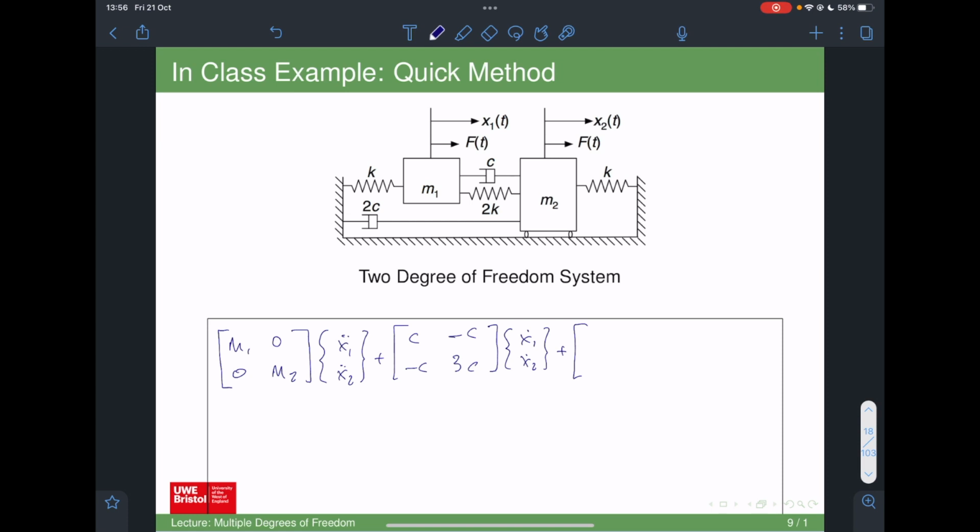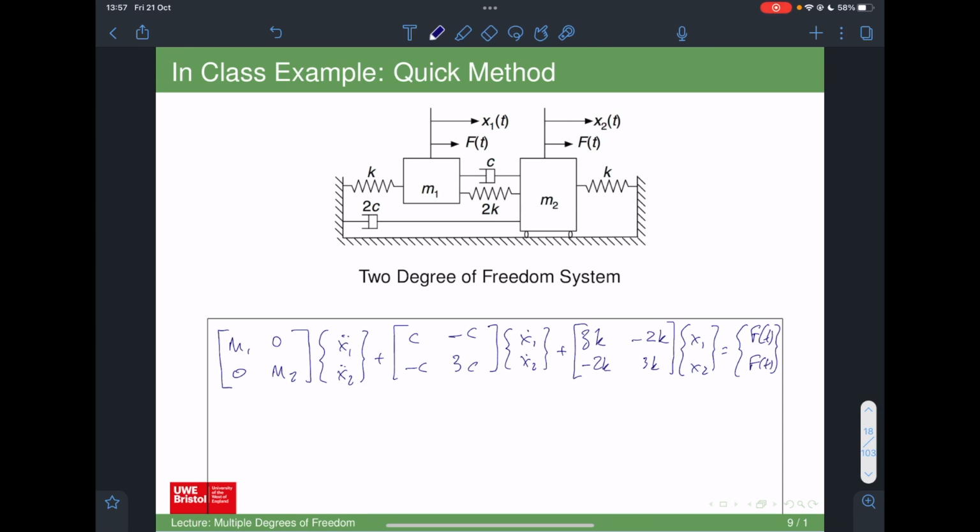Connected to mass 1, we've got K and 2K, so that's 3K in total on the diagonal. Off the diagonal we've got minus 2K. And on the diagonal for the second mass, again we've got 3K. And that's multiplied by the displacements, x1 and x2. And then we've got the forces, F of t and F of t.